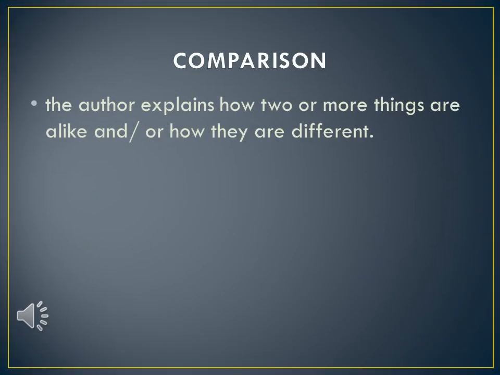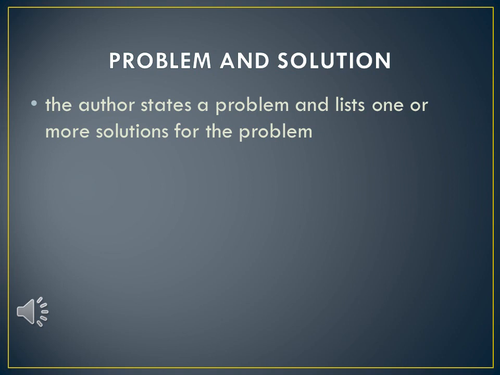Next, comparison. Here, the author explains how two or more things are alike and/or how they are different. So it is self-explanatory, comparing two things. What are their differences and what are their similarities? The fourth one is problem and solution. It means the author states a problem and lists one or more solutions for the problem.